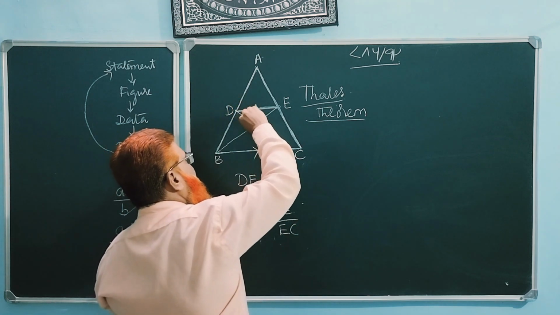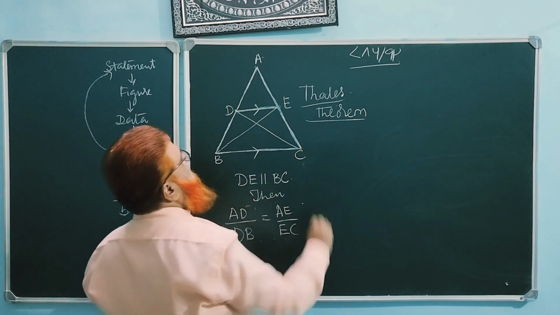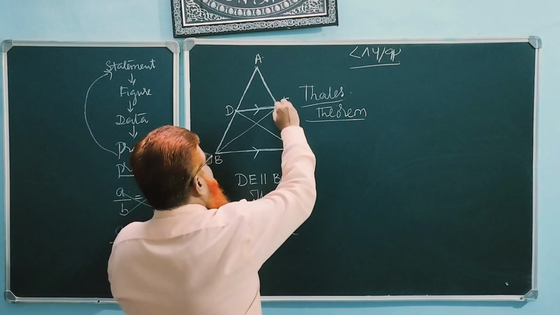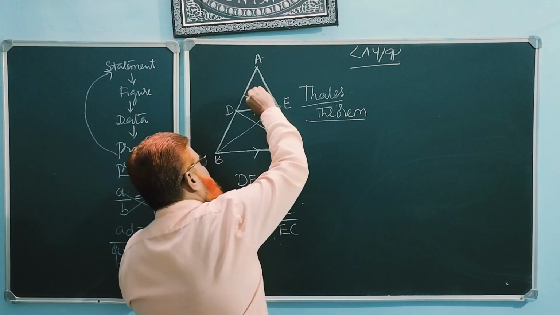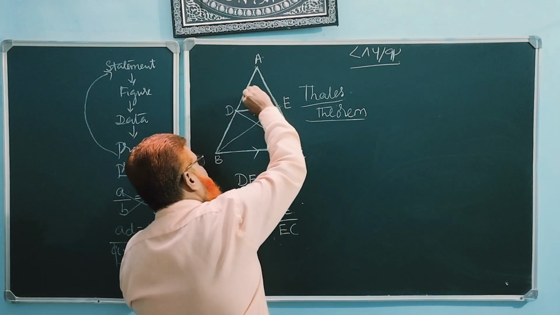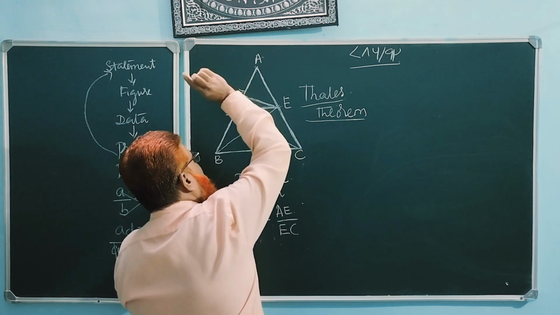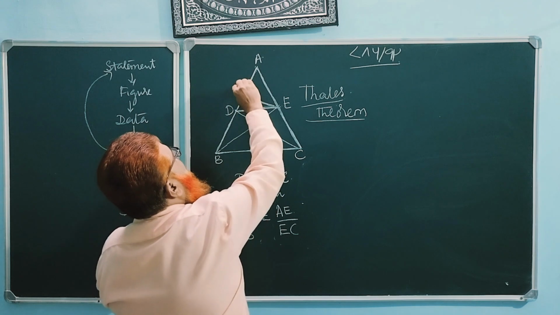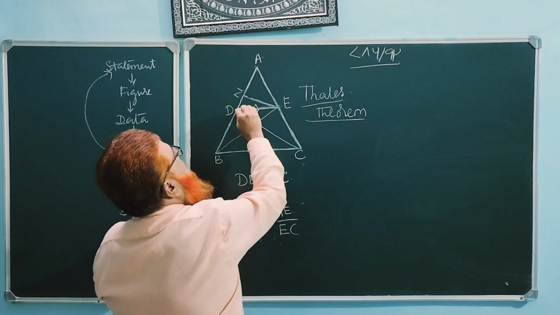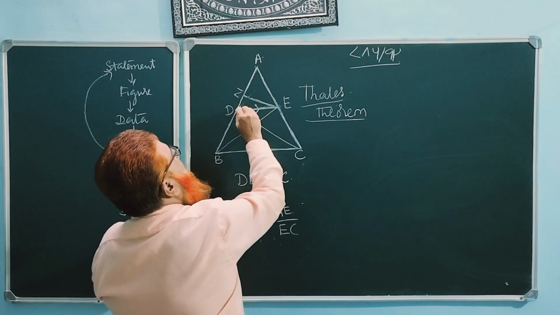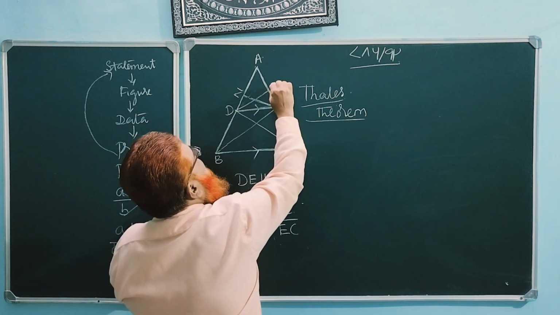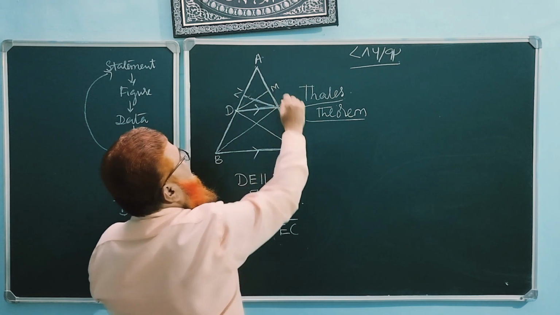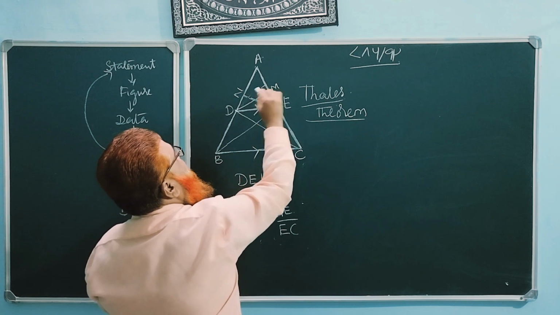Join BE and join DC. Alright. The next thing is draw EN perpendicular on AD produced, that is AB. EN. Alright. Then draw DM perpendicular on AE produced, AC. Right.